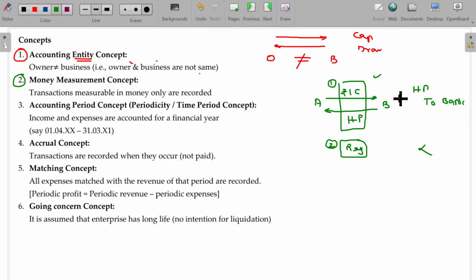But you pass the entry for this one, no entry for this one. Because this transaction can be measurable in terms of money. This transaction cannot be measurable in money. It's only signing. It's the legal provisions, procedures. This is only legal procedure.